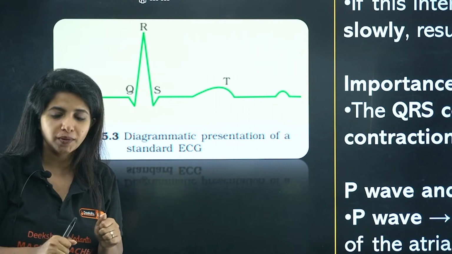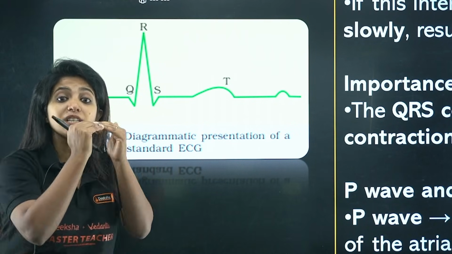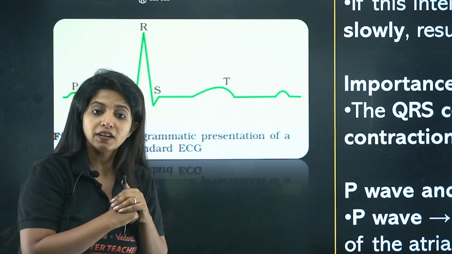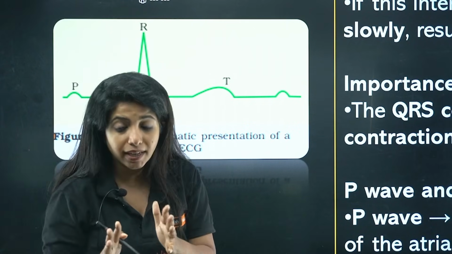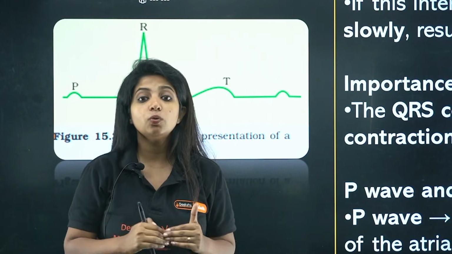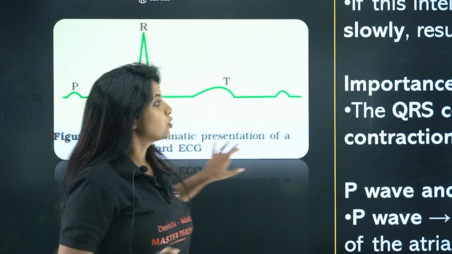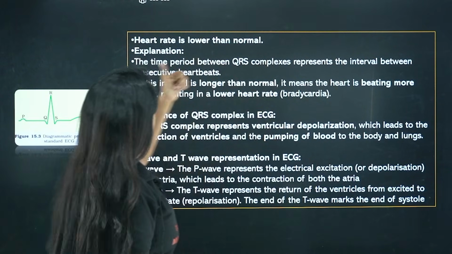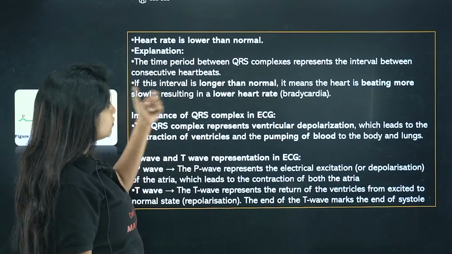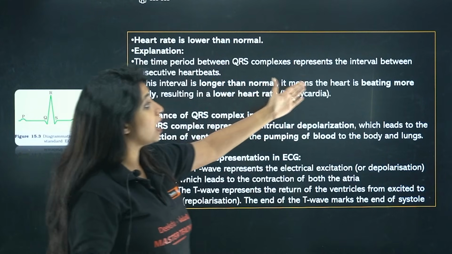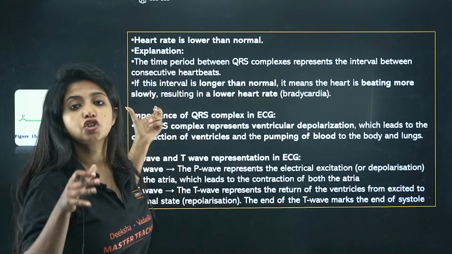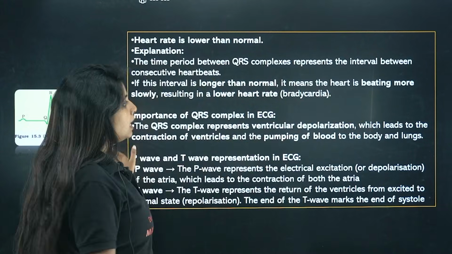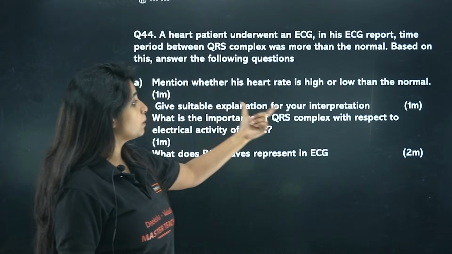Why is that a problem? Because over here it shows that the heart is beating slowly. It is beating slowly per minute. So you call this condition as what? Bradycardia. The opposite of it will be known as tachycardia. Okay, so over here, listen to me carefully. The time period between QRS complexes represents the interval between consecutive heartbeats. If this interval is longer than normal, it means the heart is beating more slowly, resulting in a lower heart rate, that is bradycardia.